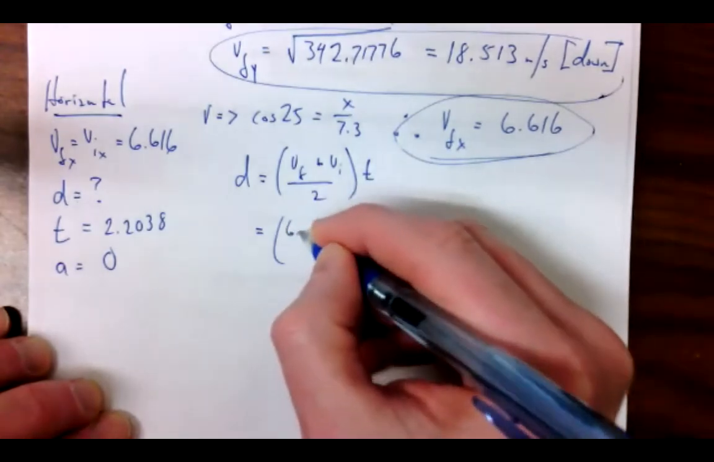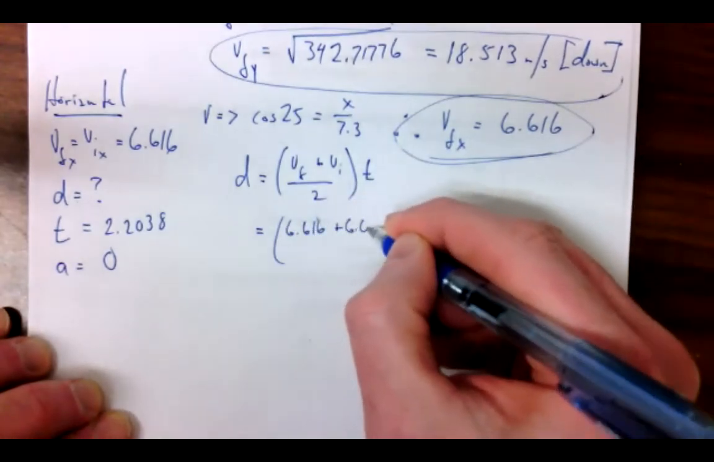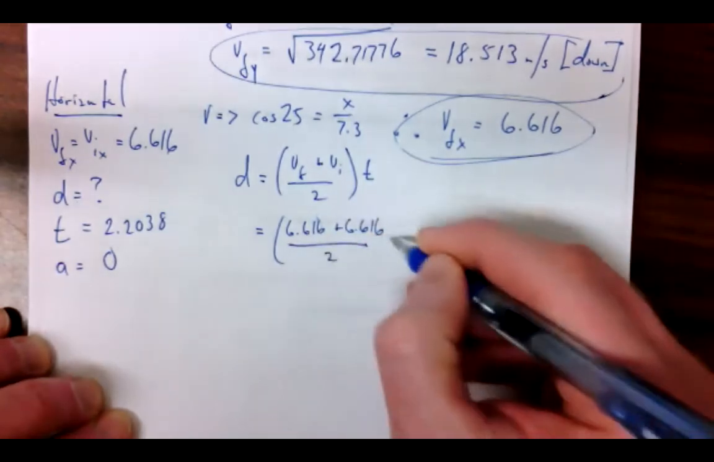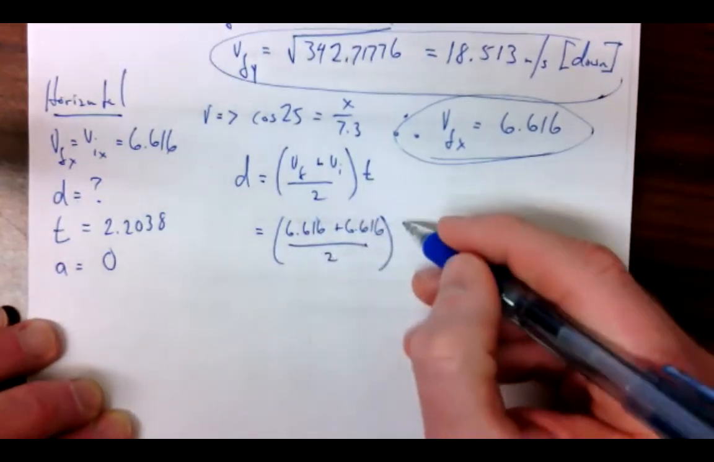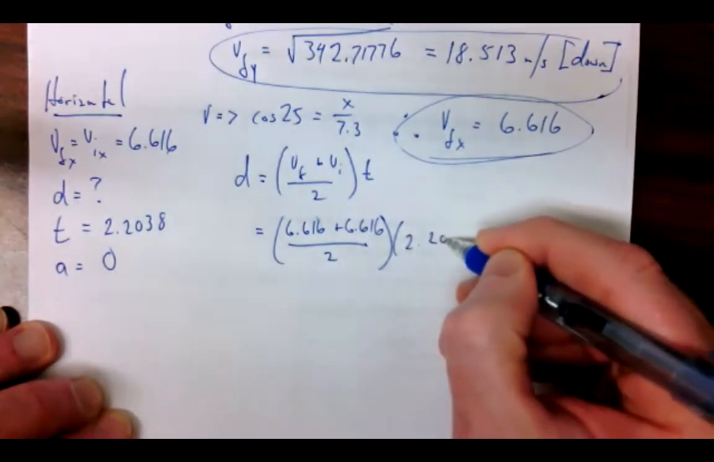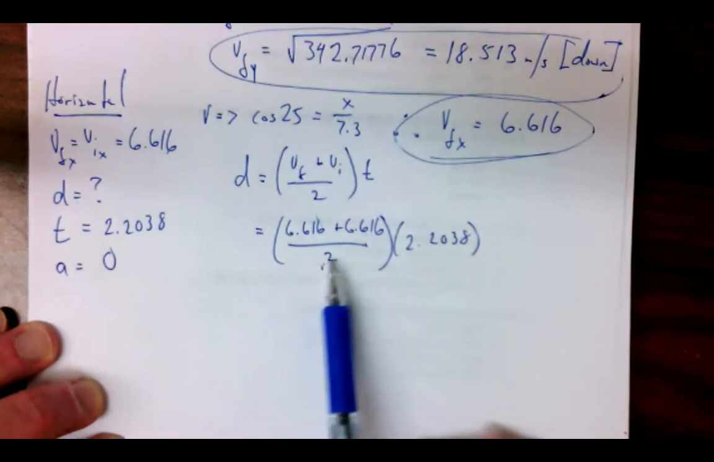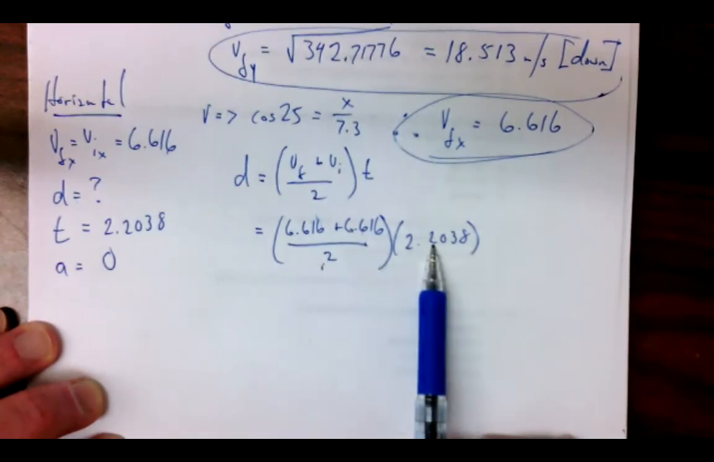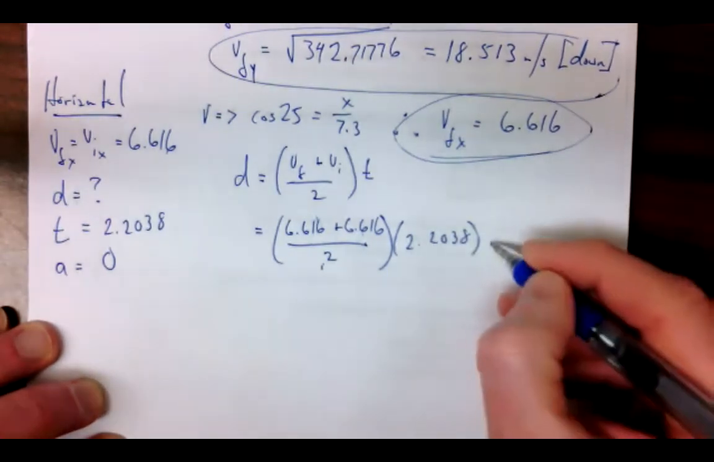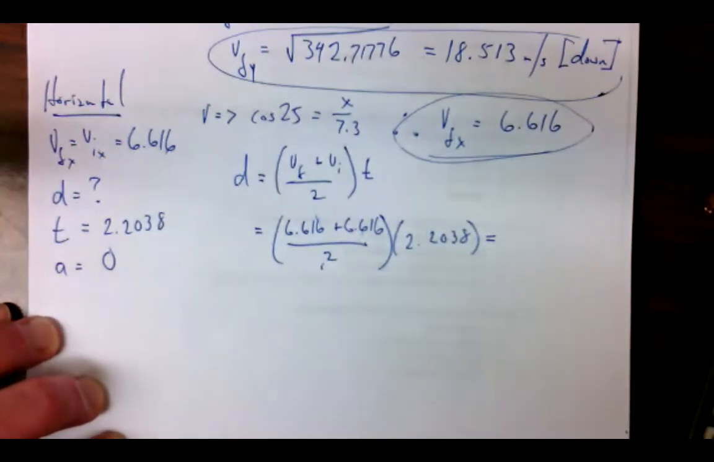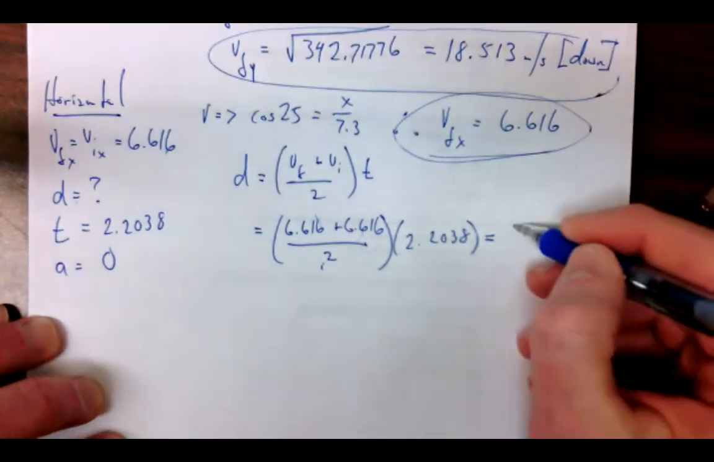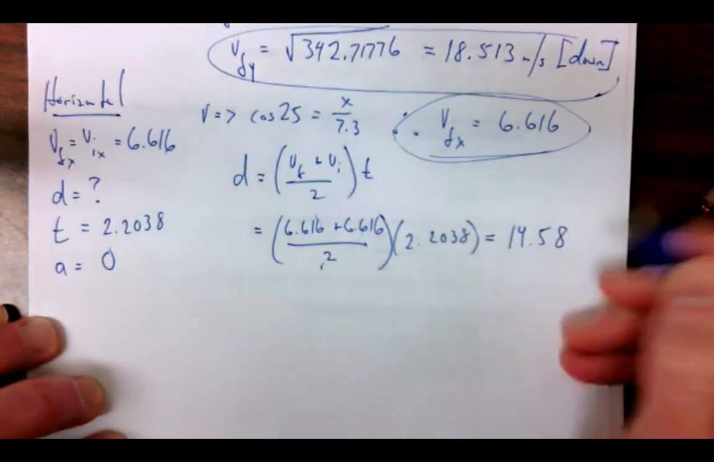is 6.616 plus 6.616, because that's the initial as well, divided by 2, times 2.2038. Notice this plus this divided by 2 is going to be this. This times this is, like I was saying before, the short version. I could just take this times this to get our range. So that is this times 2.2038, 14.58 equals 14.58. Is this in meters?